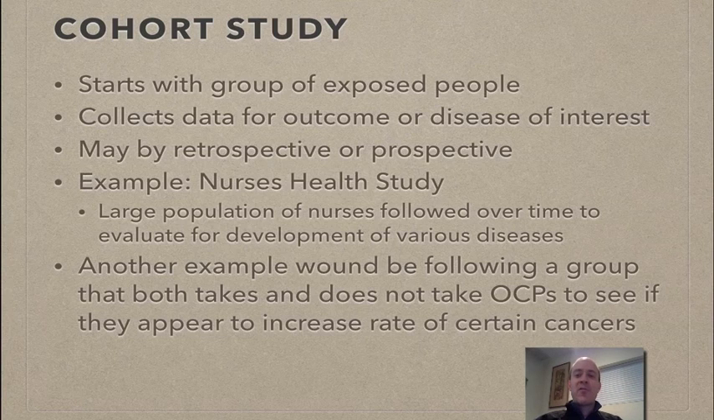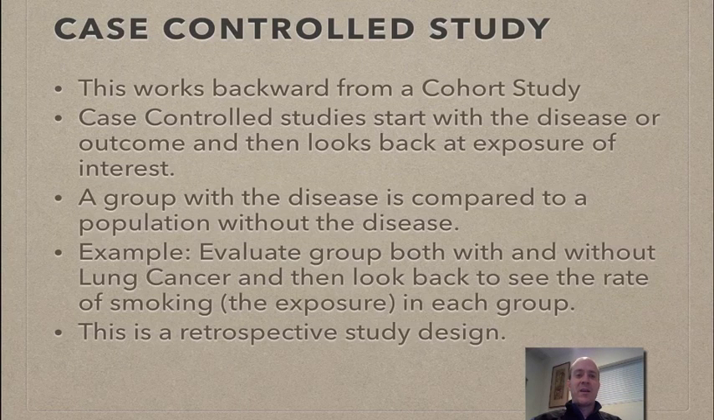Another example would be following a group that both takes and does not take oral contraceptive pills, for example, to see if they appear to increase the rate of certain cancers. So you follow these two groups. One group takes oral contraceptives, the other group doesn't, and you just see what happens. So that's what a cohort study is.